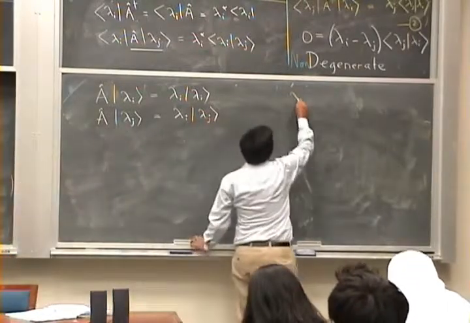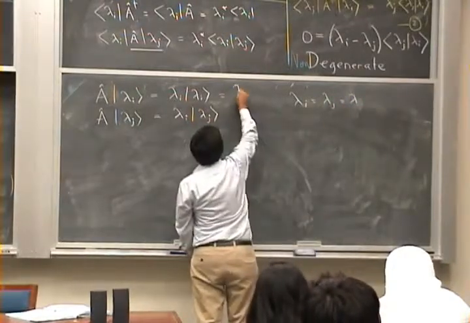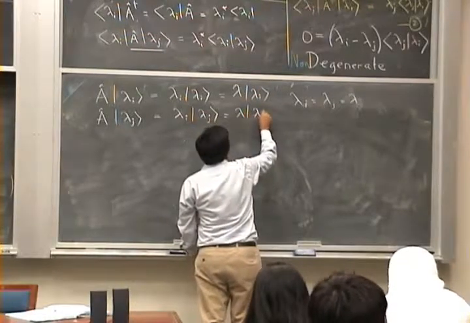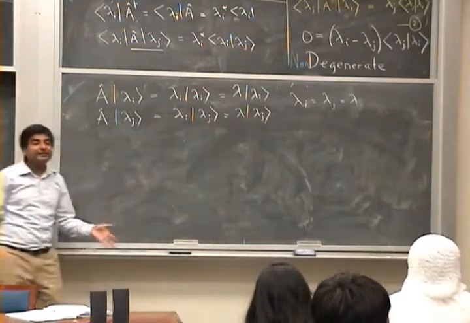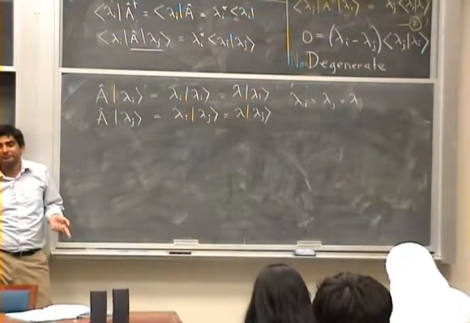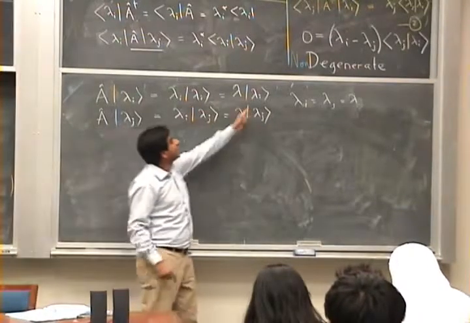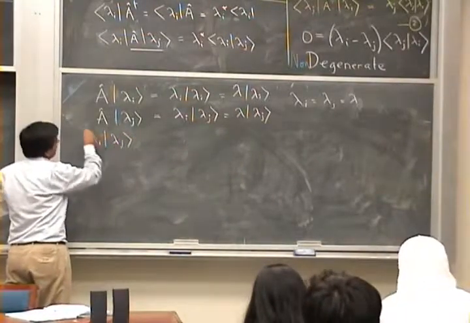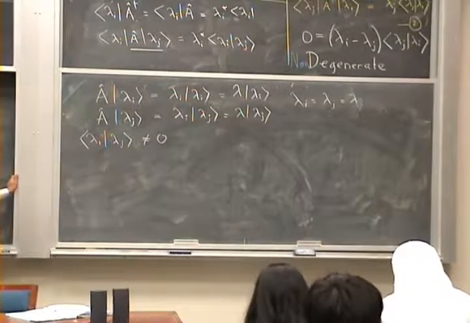Let's call both of these eigenvalues lambda i equals lambda j. Let's call all of these lambda. So this is lambda, lambda i, and this is lambda, lambda j. So different, physically distinct eigenstates with the same eigenvalue. These eigenstates are called degenerate states because they have the same eigenvalue. And in general, lambda i and lambda j are not orthogonal for these degenerate eigenstates.